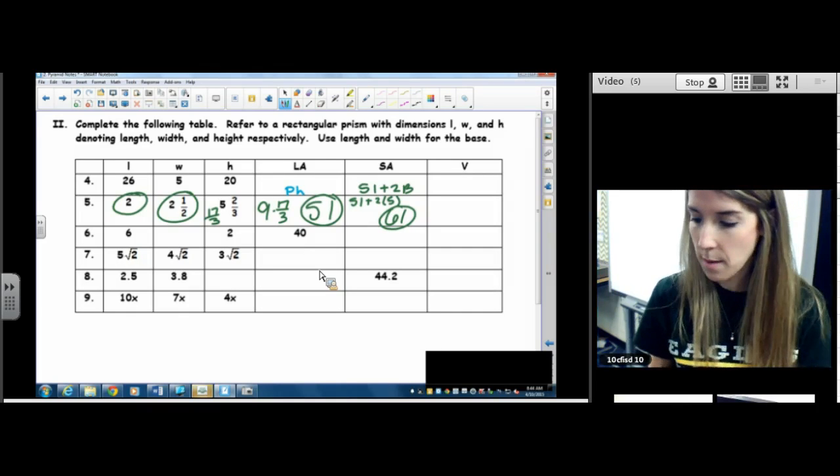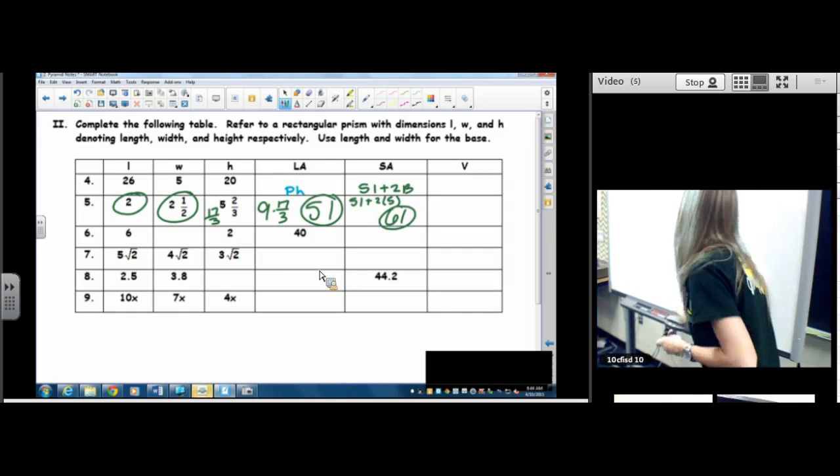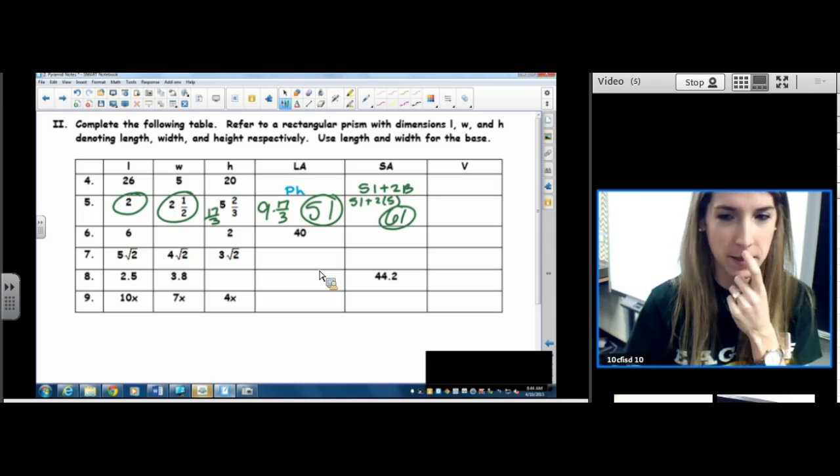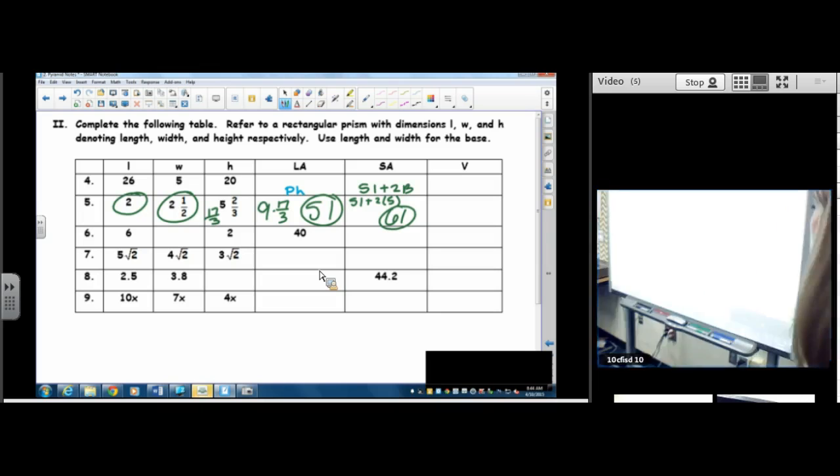Okay? Number 7. Number 7 could have been difficult because there's some radicals there. I'm surprised y'all didn't ask me about number 6. But okay, number 7.